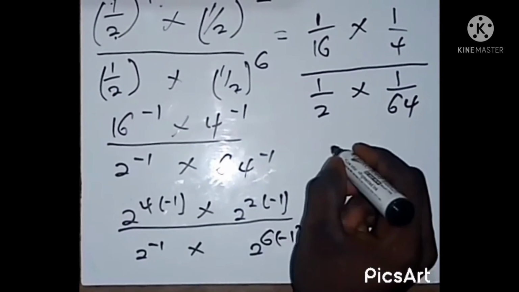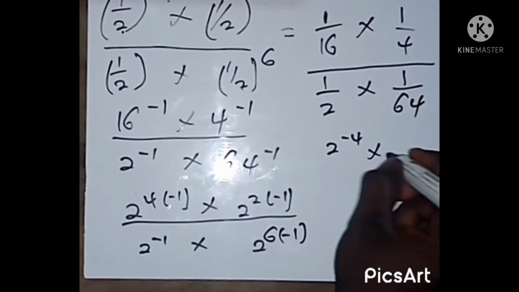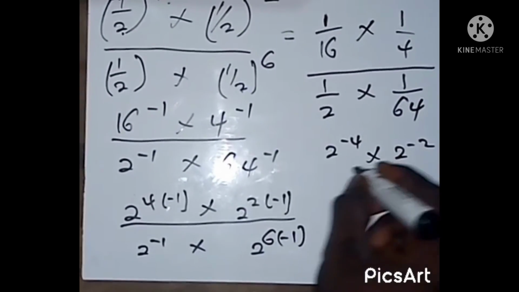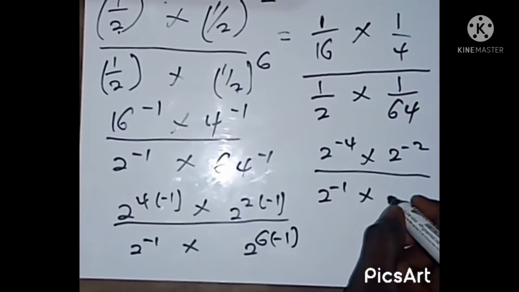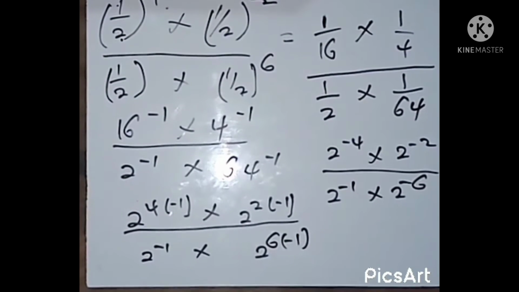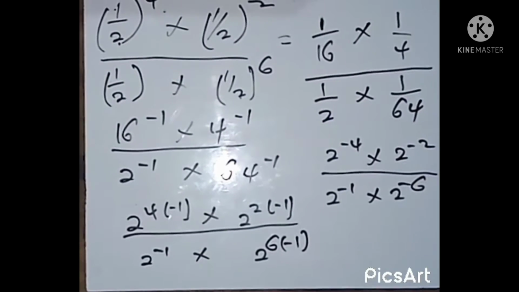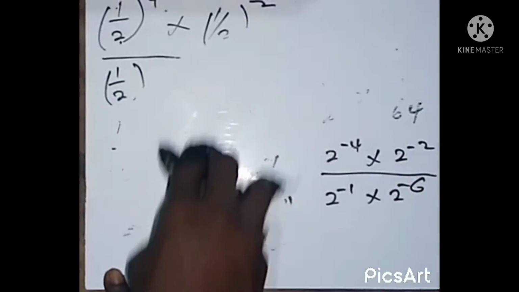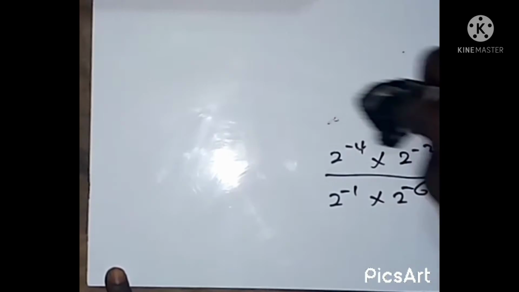And with this, we are going to have 2 exponent negative 4 times 2 exponent negative 2 over 2 exponent negative 1 times 2 exponent negative 6. Now, here the bases are equal, so we can subtract or add some exponents.